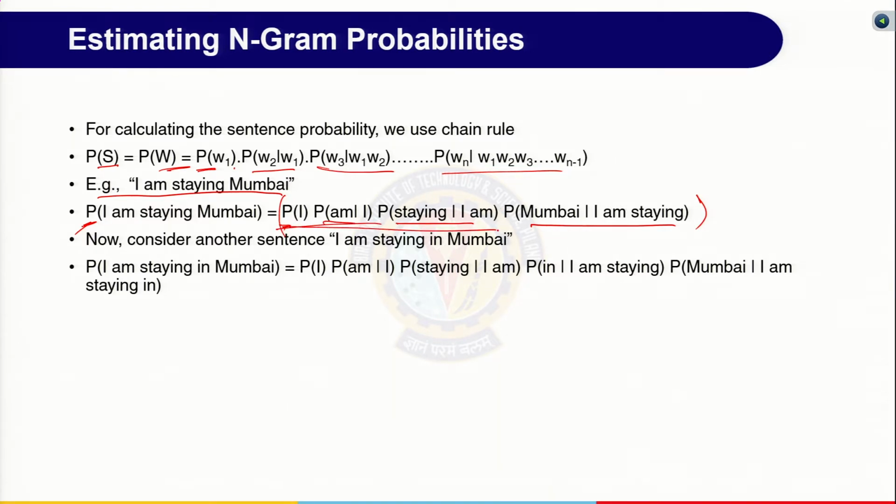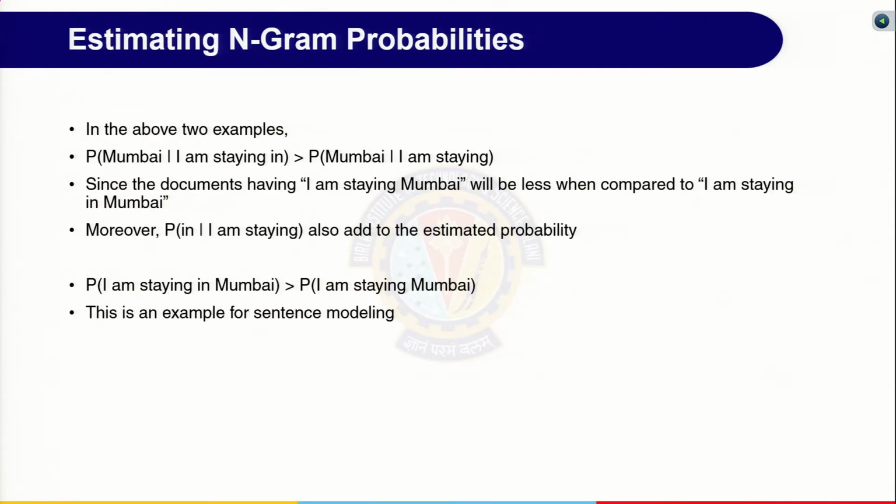If I want to go with the trigram, I can only have this. So based on these n-grams, we can now calculate the probability of a sentence like "I am staying in Bombay", and the probability of a sentence like "I am staying Bombay". Then we can compare these two sentences and weigh which is the more probable sentence based on the data that we have seen.